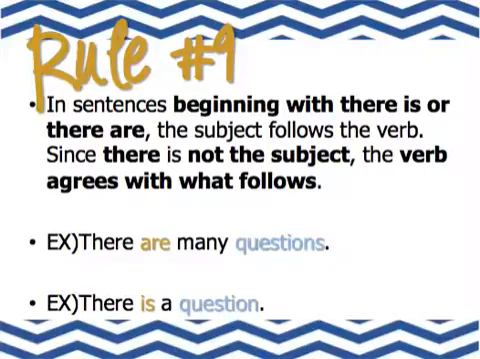Rule number 9, in sentences beginning with there is or there are, the subject follows the verb. Since there is not the subject, the verb agrees with what follows. There is and there are actually a pretty poor way of writing. You try to avoid them as much as possible, but sometimes they tend to show up. So in the example, there are many questions. There is not the subject. What's actually the subject is the questions. So you want your verb are to agree with questions, not with there. With the second example, there is a question. Obviously, question is agreeing with the singular verb is.